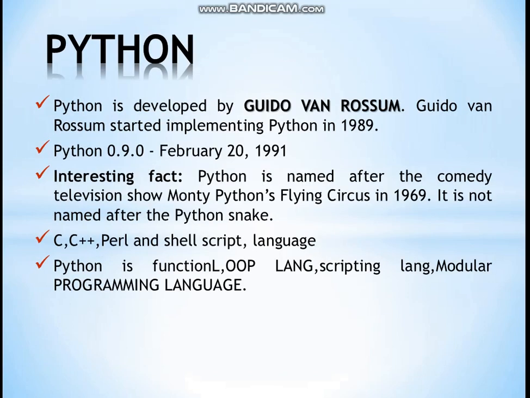Okay, first we'll discuss what is Python and who developed Python. Python was developed by Guido van Rossum in 1989, and one interesting fact is that its name is not after the Python snake. It's named after the comedy television show Monty Python's Flying Circus from 1969, which Guido van Rossum liked a lot. Python is a functional programming language, object oriented programming language, scripting language, and modular programming language.